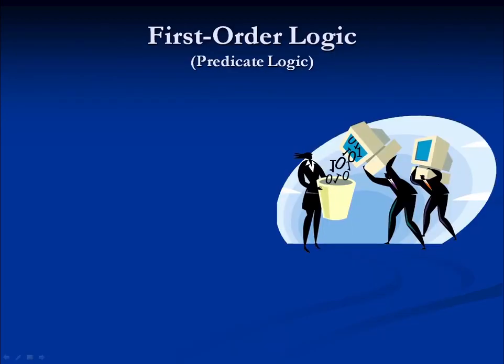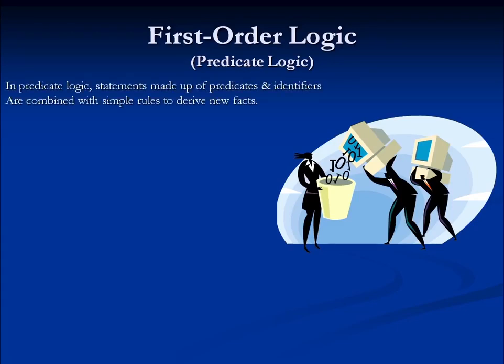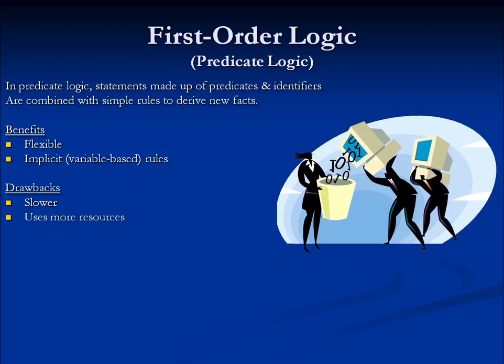If we want to get beyond the limitations of propositional logic, we can instead approach a problem using first-order logic, also known as predicate logic. In first-order logic, statements are made up of two parts, a predicate, which is fixed, and an identifier, which can be a variable. By introducing variables into the mix, we get a lot more flexibility, and we also get implicit, or variable-based, rules. The drawback of this approach is that we now require a formal system to put this logic together.